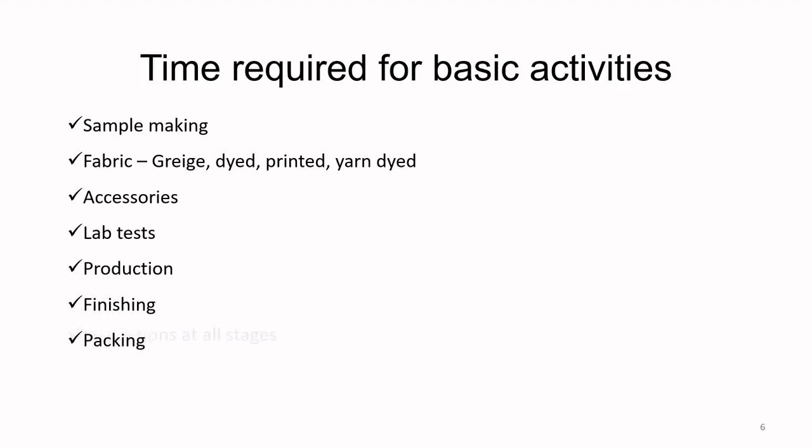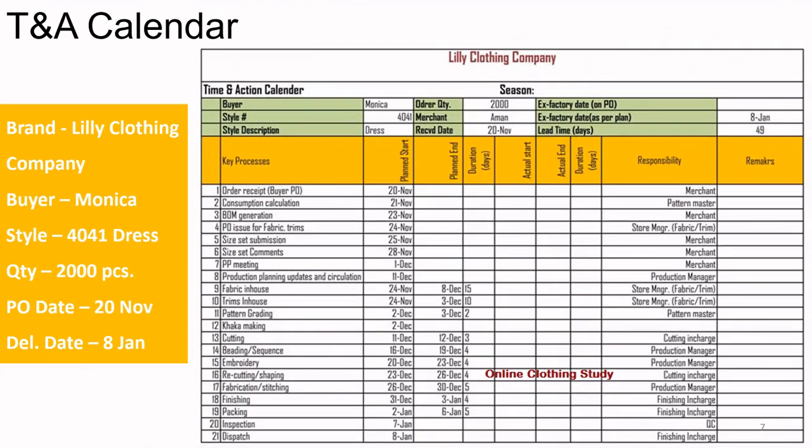And same for packing. Normally packing takes about 1.5 days, meaning that if the finishing has started today, then from tomorrow, or from the day after tomorrow, the packing will start. So the day the finishing ends, nearly another 24 hours, the packing also would be completed. And then of course inspections are going to happen in between, throughout. And this is our typical time and action calendar.